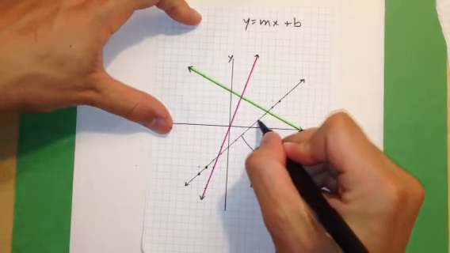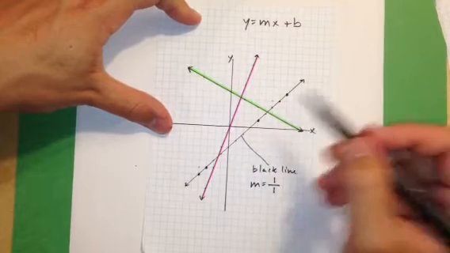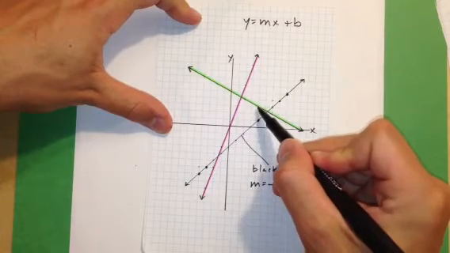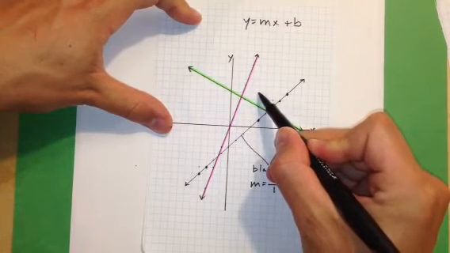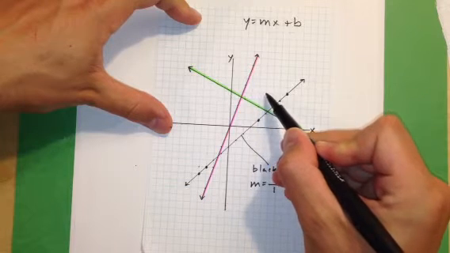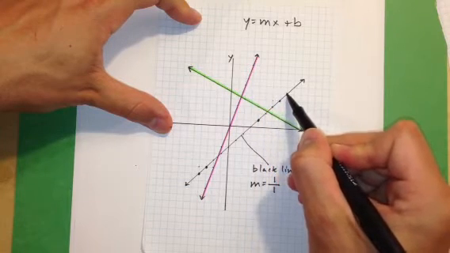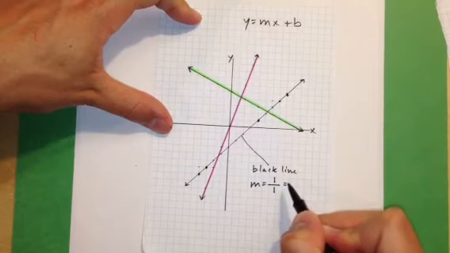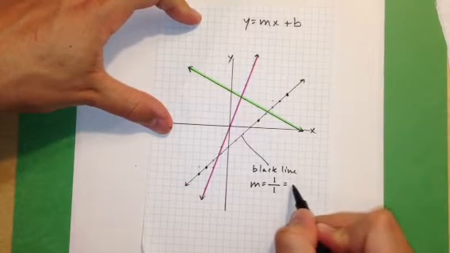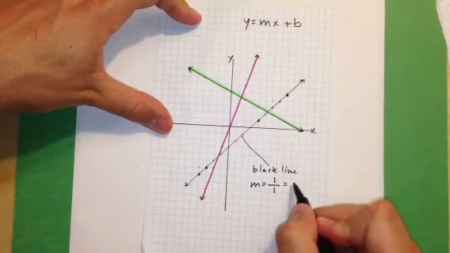If I start at this point right here and go up to this point, again, I would be changing 1, 2, 3, 4 in the y direction over positive 1, 2, 3, 4 in the x direction. 4 over 4 simplifies to 1 over 1. So the slope of this black line is 1.